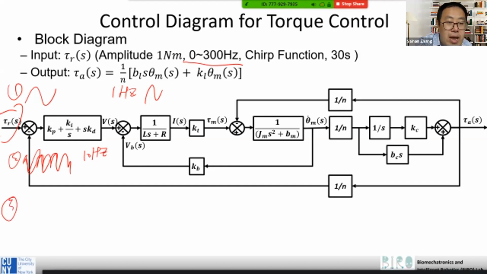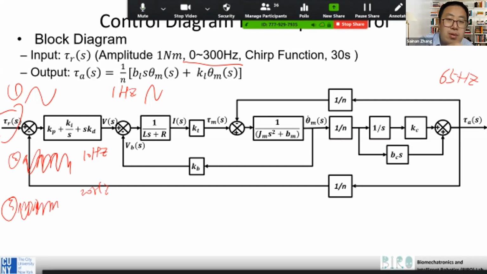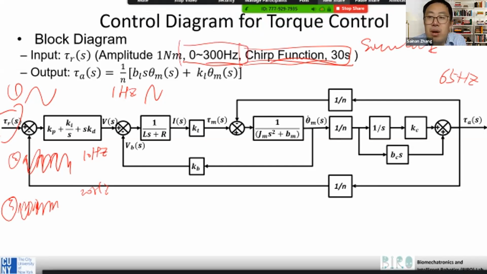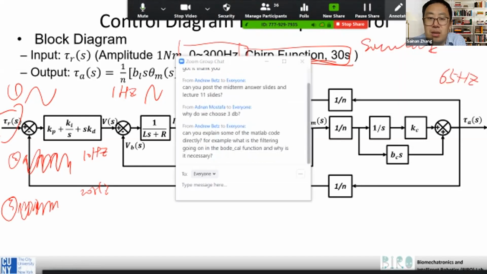Okay, 10 hertz is okay, but we know the QDD can reach about 60 hertz, right? So 10 is not enough. Let's do maybe 20 hertz. You know, it's manual, right? You need to manually do these different frequencies. But for the chirp one, you can just use one block diagram from Simulink. Simulink has this chirp function, and you just define it. It will continuously sweep from low frequency to high frequency.